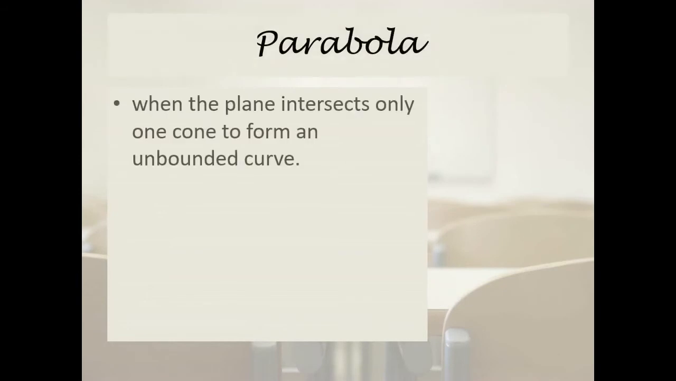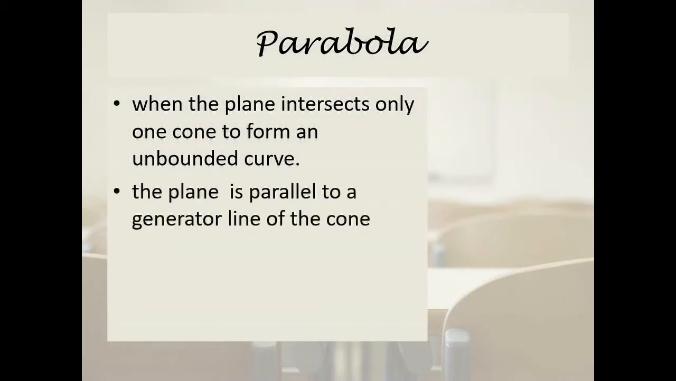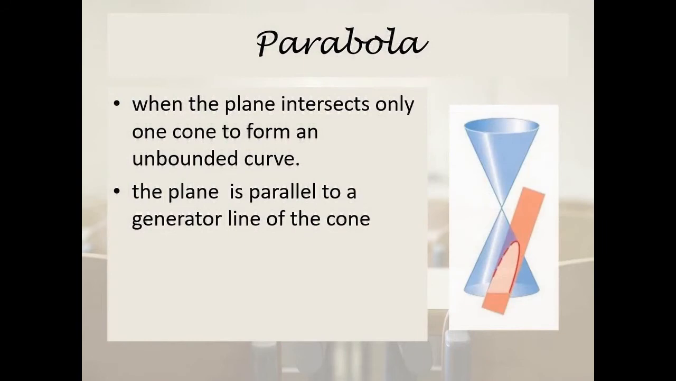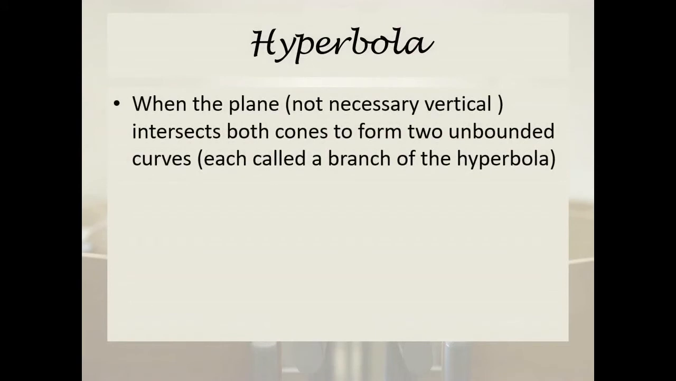Parabola. A parabola happens when the plane intersects only one cone to form an unbounded curve. The plane is parallel to the generator line of the cone. Hyperbola. A hyperbola happens when the plane, which is not necessarily vertical, intersects both cones to form two unbounded curves, each called a branch of the hyperbola.